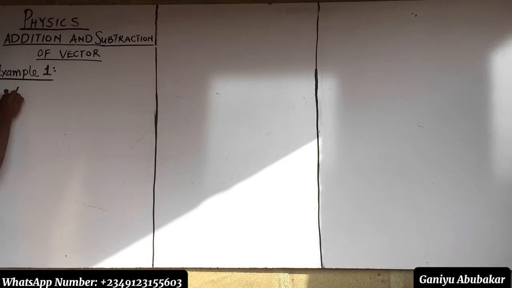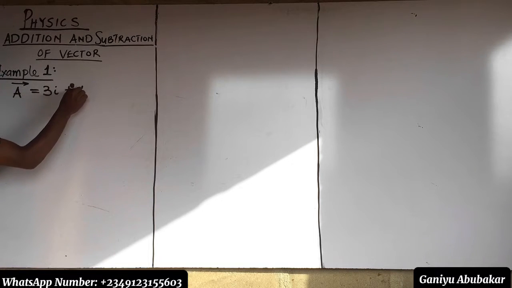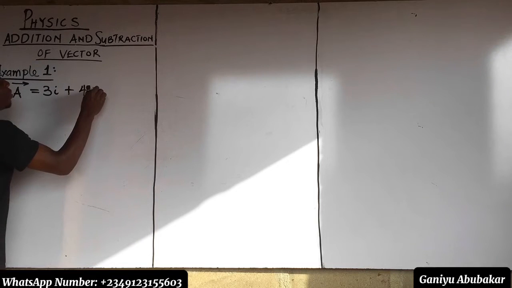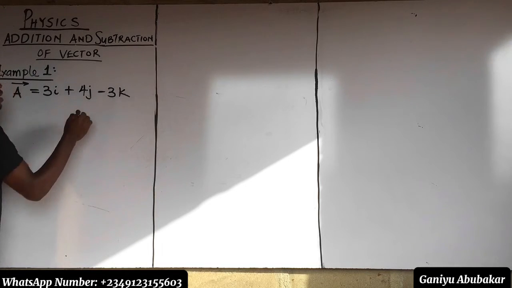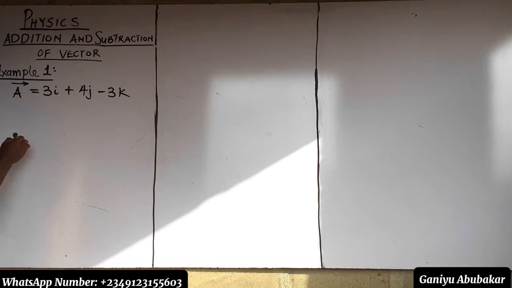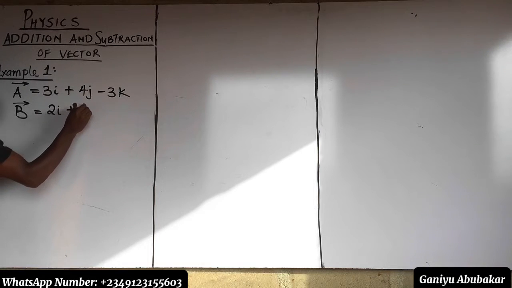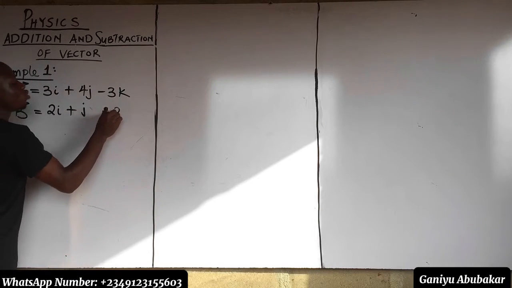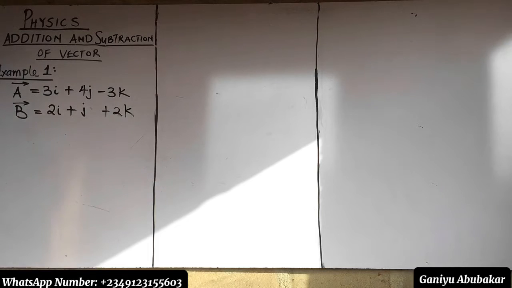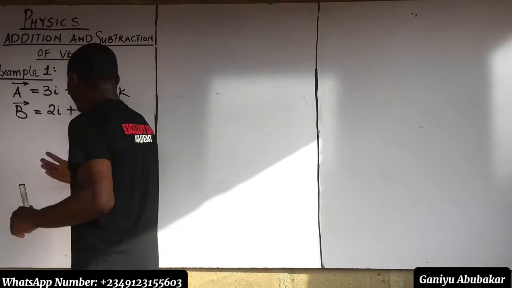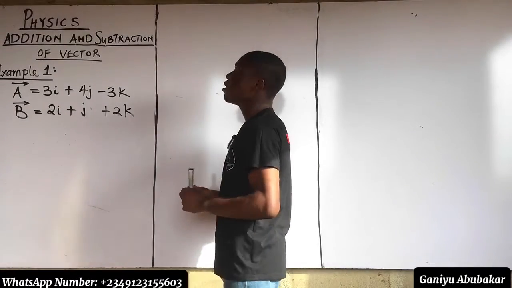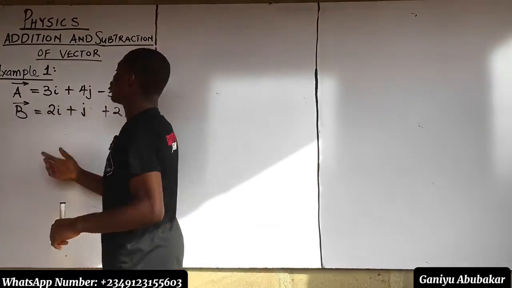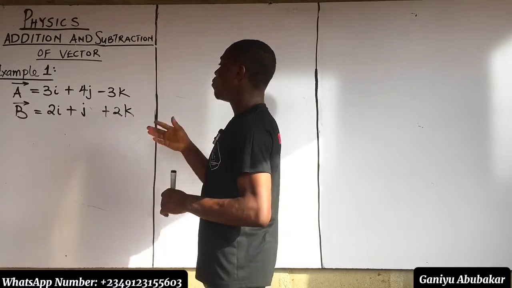Given two vectors, let's say vector A is equal to 3i plus 4j minus 3k, and vector B is equal to 2i plus j plus 2k.